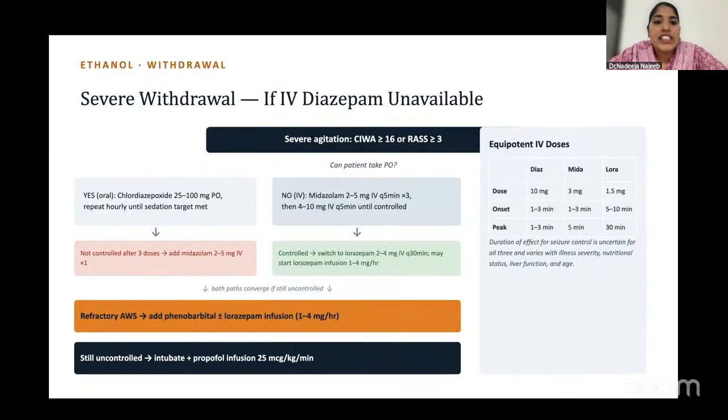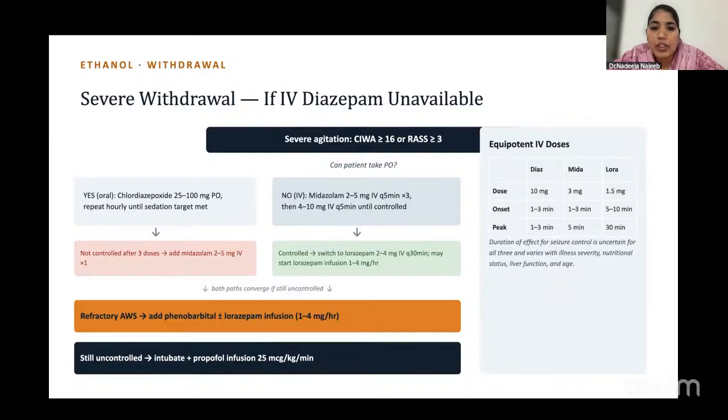In case of severe withdrawal, if diazepam is unavailable, what would you do? If the patient is severely agitated and the CIWA-Ar scoring is more than 16 or the agitation scale is more than or equal to 3, see if the patient is able to take oral medications. If he is able to take oral medications, start with chlordiazepoxide, commonly known as Librium, at a dose of 25 to 100 milligram per oral. Repeat every hour until sedation target is met. If the patient is still not sedated, initiate injection midazolam 2 to 5 milligram IV for a single dose.